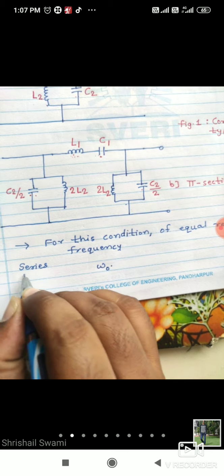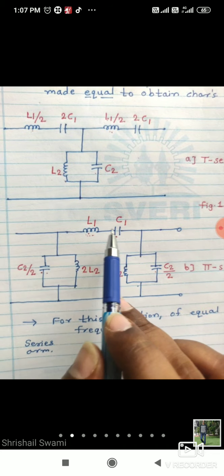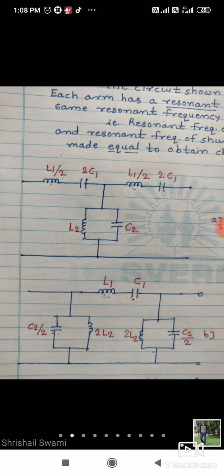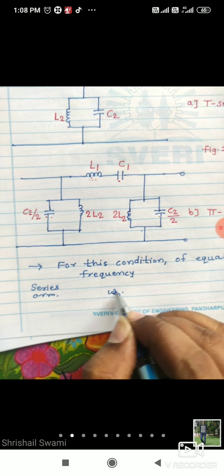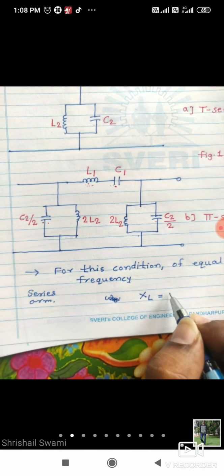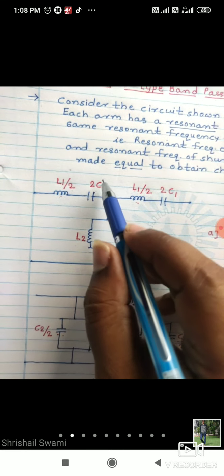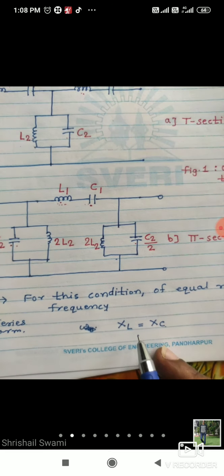So for series we can start with the series arm. If you are taking the series arm, what are the elements here? L1 by 2 into 2C1. Then what is there in the series arm? Resonance occurs when XL is equal to XC. First of all I will write XL is equal to XC for the series arm. So what is the XL here? L is given as L1 by 2 and capacitor is given as 2C1. According to that you can mention here.